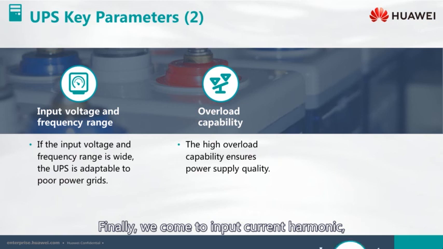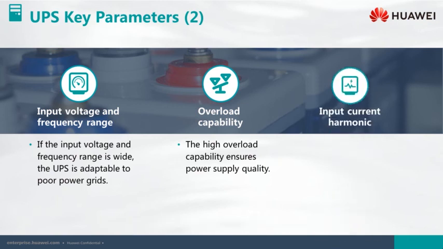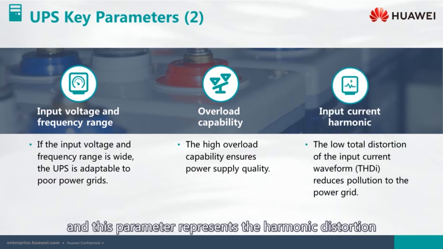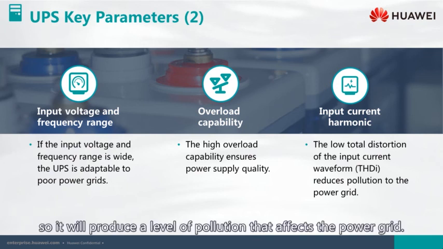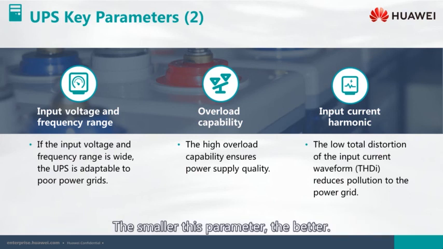Finally, we come to input current harmonic, and this parameter represents the harmonic distortion that the UPS outputs to the power grid. For the power grid, even the UPS is a load, so it will produce a level of pollution that affects the power grid. The smaller this parameter, the better.